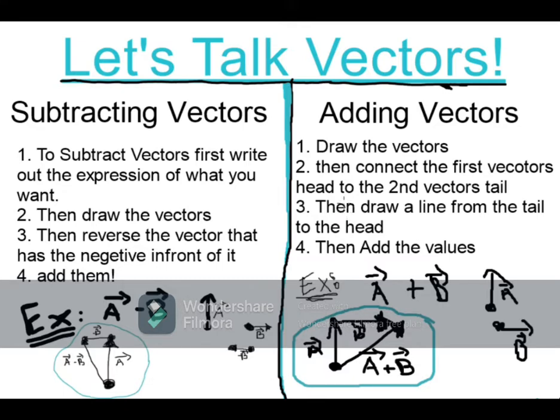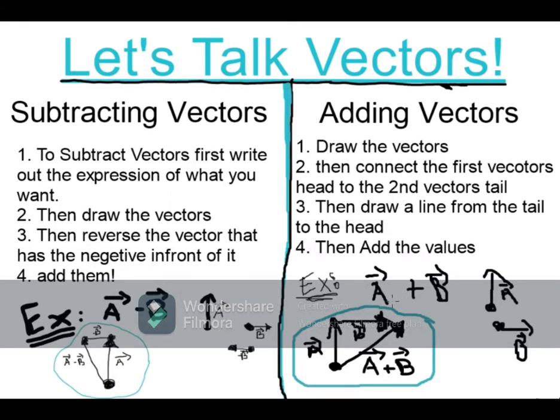You can try to do that, but it should be accurate, not exactly. If you can do it exactly, good. And then step 3 is to draw a line from the tail to the head. And then step 4 is to add the values. Okay, so let me summarize that in my own words.